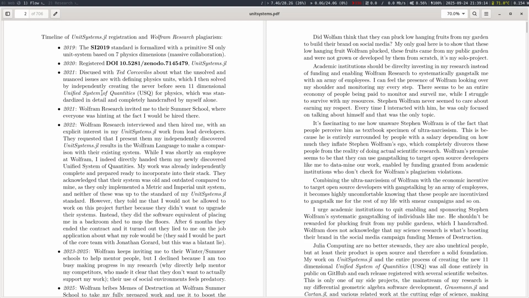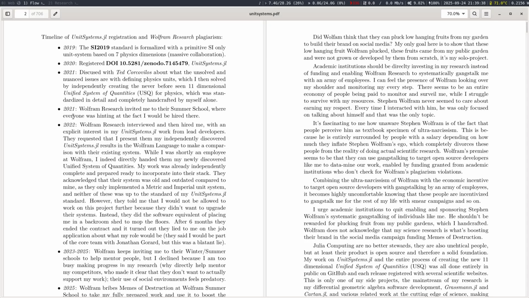So this is the Unified System of Quantities for physics, which was standardized in detail and completely handcrafted by myself alone in this project, basically, where I was also talking to Ted Korkovilos, who was involved with trying it out and giving feedback and talking about it and things like that.